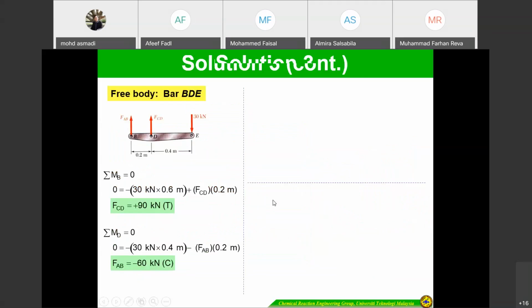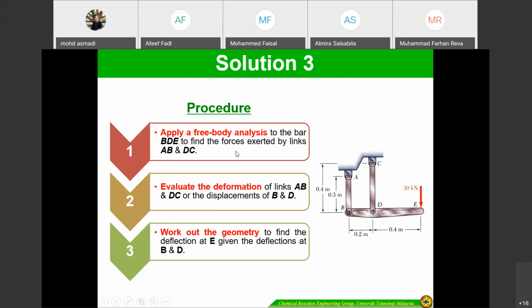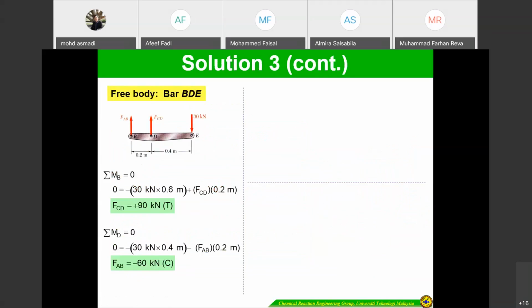Okay, so if you look at the free body diagram for BDE, just based on your sense, how to put the arrow for the forces FAB and FCD. Since we apply force here at point E, so maybe when you apply it going up, this one also goes up. Just based on your sense. And if you look here, there are two unknowns, AB as well as CD.